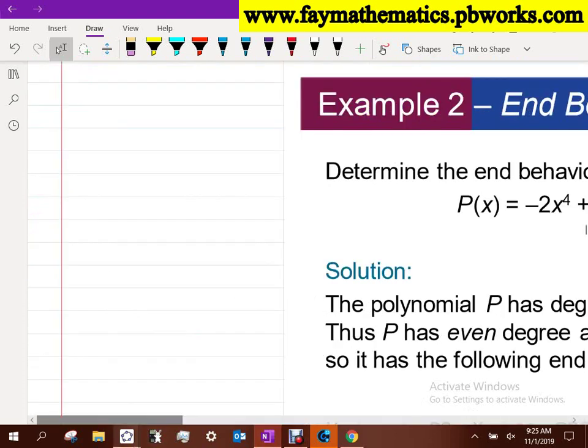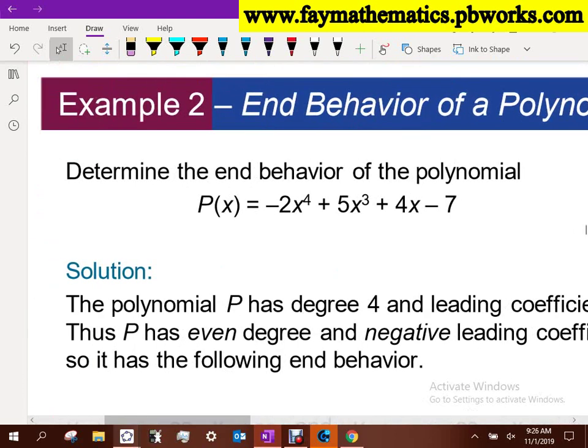So to determine the end behavior of this polynomial, my hope is, guys, we don't do any evaluation. We don't do anything but look at the leading term. What's the leading term here?